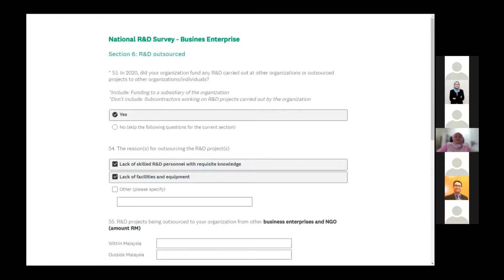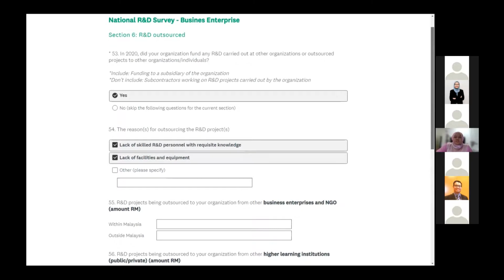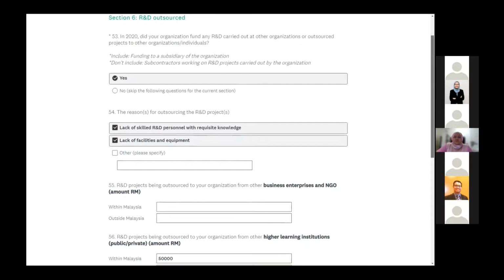All right. Section 6 is open to those who answered yes but funded the research outsourcing basically. In 2020, did your organization outsource projects to other organizations or individuals? So it depends whether yes or no. If yes, then you have to state your reason. However, if you click no, then you can skip this whole section.